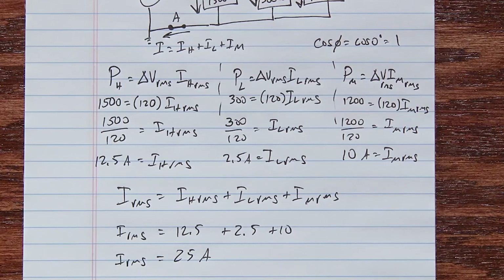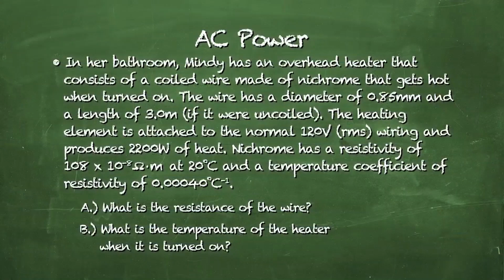Let's work one more example. In her bathroom, Mindy has an overhead heater that consists of a coiled wire made of nichrome that gets hot when turned on. The wire has a diameter of 0.85 millimeters and a length of 3.0 meters if it were uncoiled. The heating element is attached to the normal 120 volt RMS wiring and produces 2,200 watts of heat.